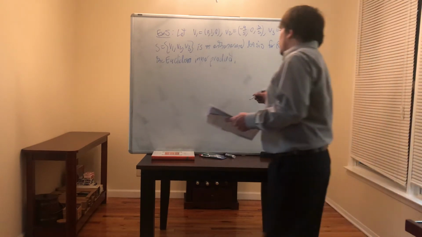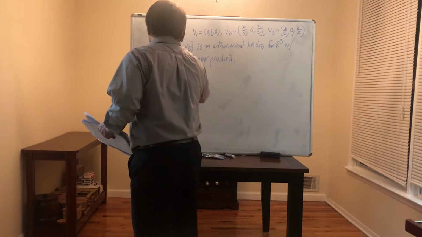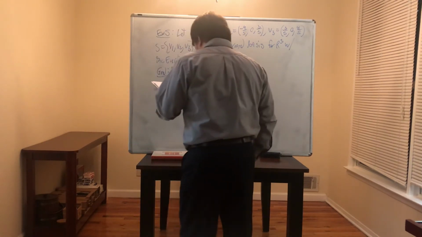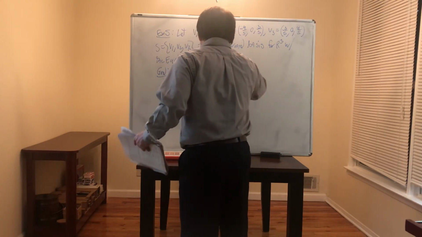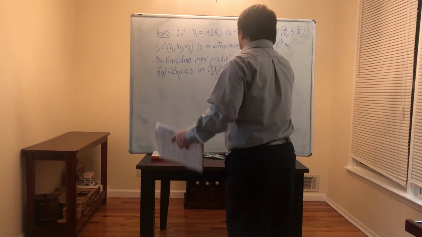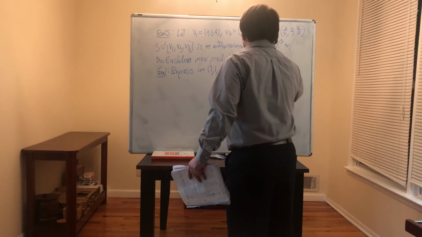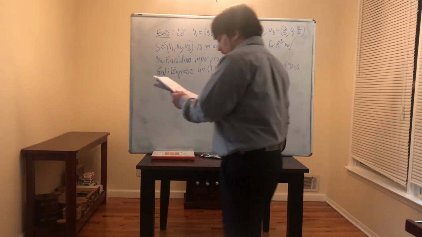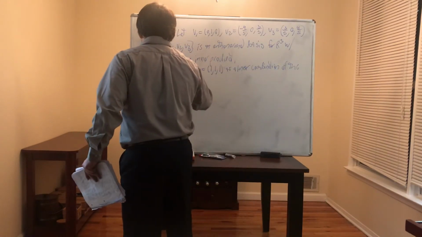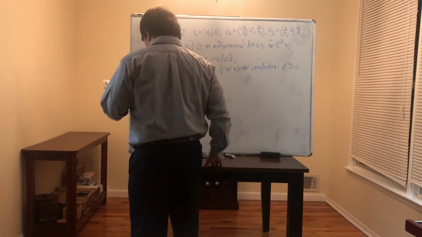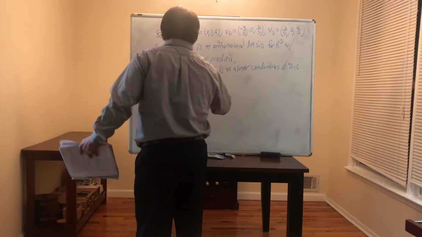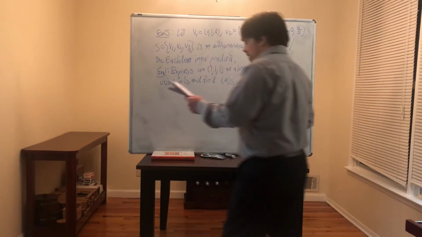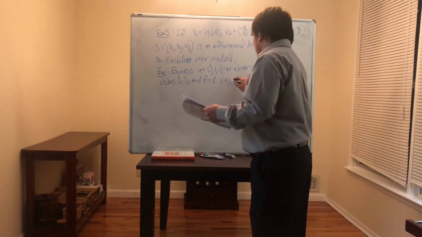Okay, so the goal here is going to be to express u equals (1, 1, 1) as a linear combination of the vectors in capital S, and find the coordinates of u relative to S. Okay?